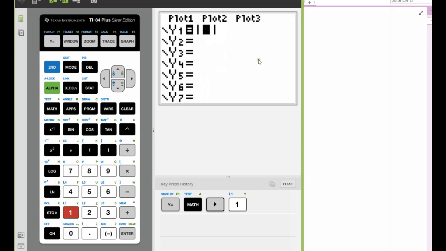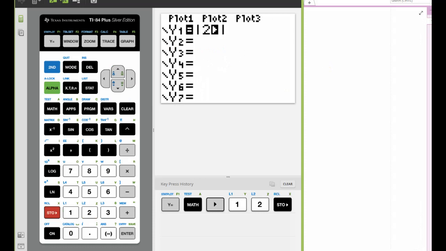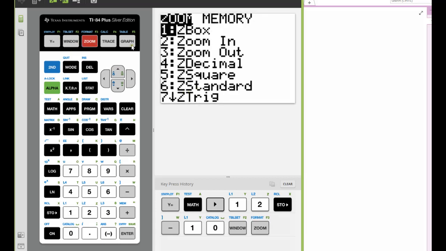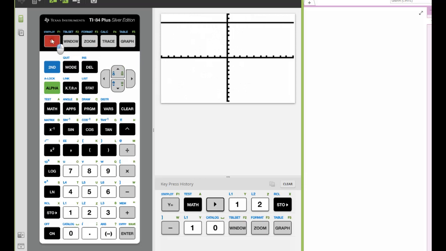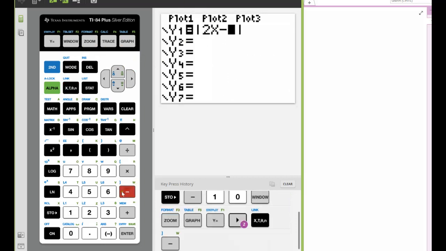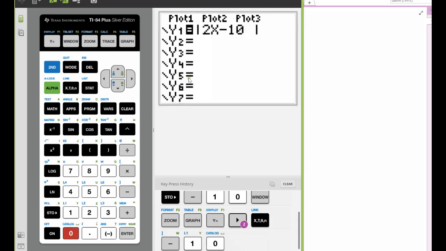So our function was the absolute value of 2x minus 10. And then I'm going to check to make sure my window is big enough. So I'm going to start with a standard window. I may have to go bigger. So again, I'm going to go to window and standard, just making sure that I'm at 10 by 10. If I wasn't, I'd go to zoom and select standard. Alright, I'm ready to graph. Let me see, I forgot my x. There we go. Now I'm ready to graph.